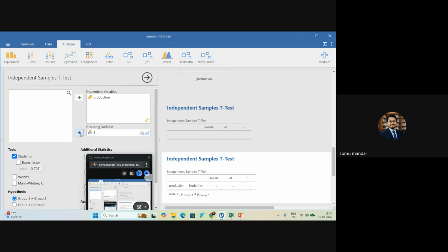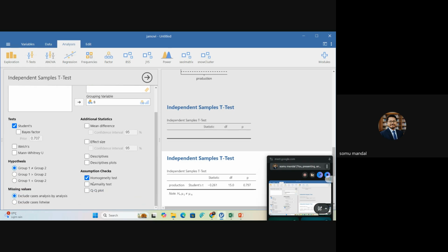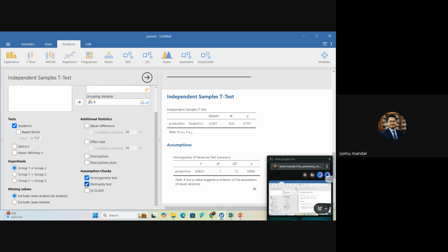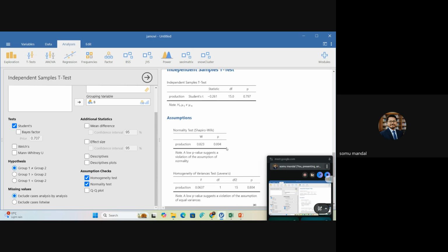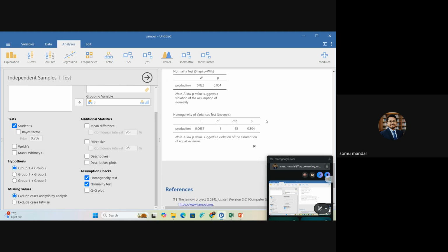Put production in the dependent variable and the plot type in the grouping variable, and then you check what? Also check the homogeneity test and the normality test. What does the homogeneity test actually indicate? This is a case of the variance. Variance means how far the data set itself deviates from the mean value, the central value. So this particular test is called Levene's test, the homogeneity of variance test.